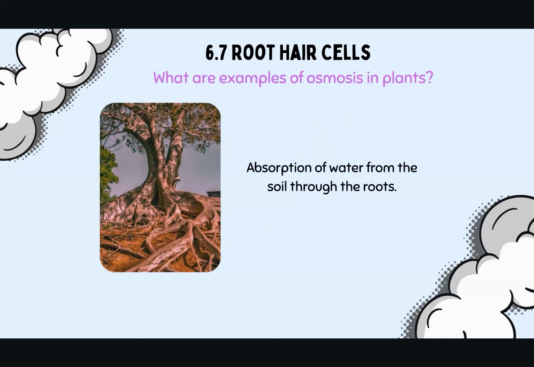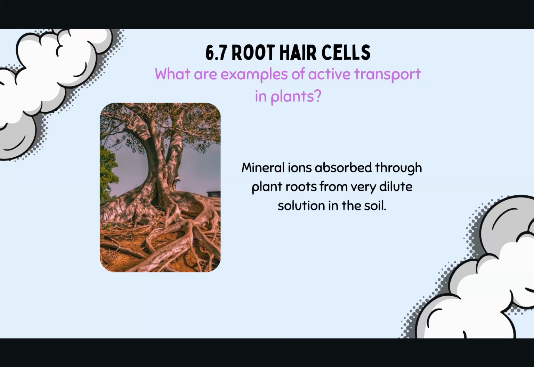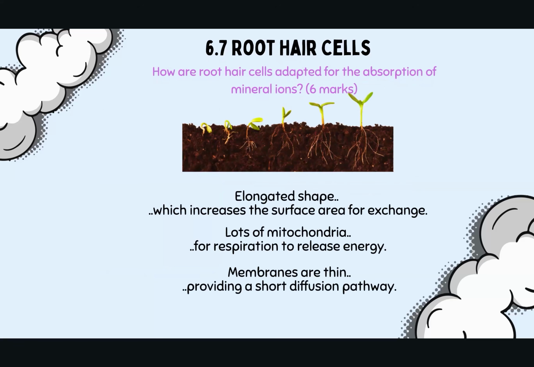Okay, root hair cells. So what are examples of osmosis in plants? So 6.7, the actual specification point says, explain how the structure of root hair cells are adapted to absorb water and mineral ions. So this slide here fulfills 6.7. How are root hair cells adapted for the absorption of mineral ions? So it's a 6-mark question.